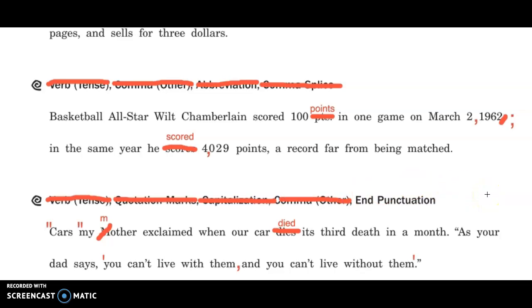And lastly, I have one end punctuation error to fix as well. If I'm checking my sentences, I have a sentence here that has a correct end punctuation, as well as I have a correct punctuation here. However, at the beginning of the sentence, my mother is exclaiming a one-word statement. Because she's exclaiming, I'm going to add an exclamation mark right after the word cars. Adding my exclamation point there fixes my end punctuation, and I have corrected sentence 4.